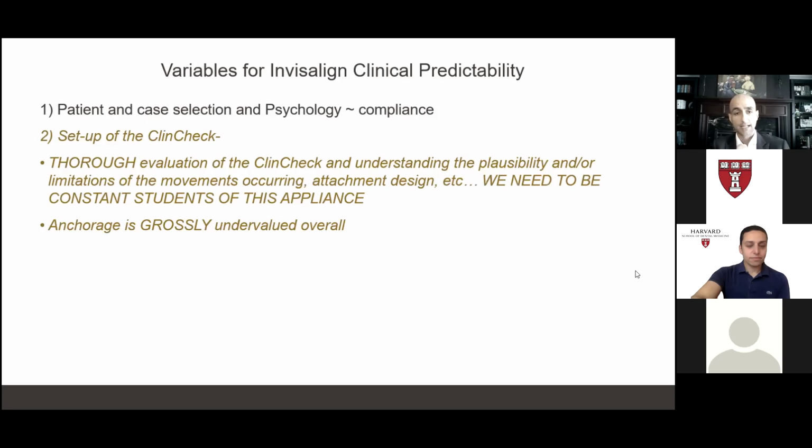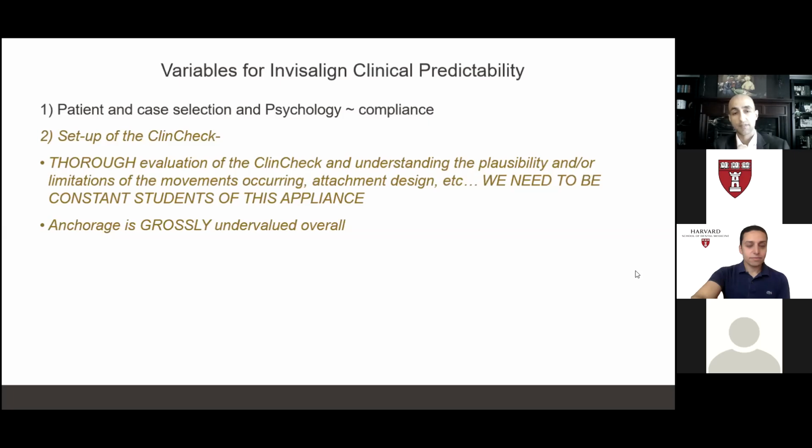The ClinCheck is the other variable here. The ClinCheck is what you use to bend your aligner. And this is very nuanced. We are doing orthodontics with Invisalign. We're not doing Invisalign, we're doing orthodontics with Invisalign. This involves biomechanics. This involves growth and development. This involves biology. This involves many variables that we need to combine to have a successful outcome.